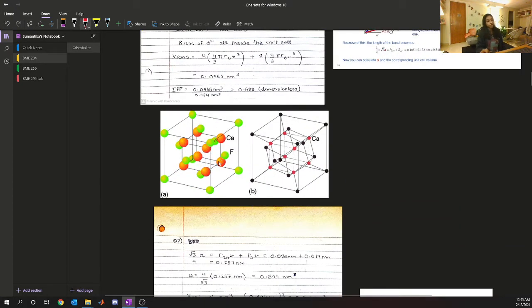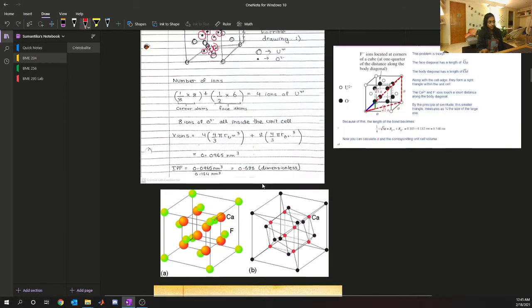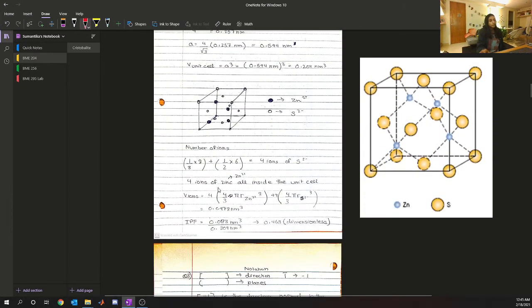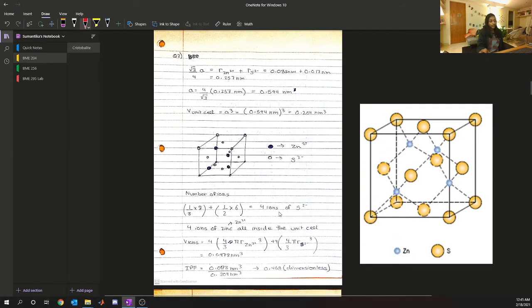Here's a better looking structure of how the CaF2 looks. So you can see that all the calcium, not the calcium, well, yes, is inside the outer cube. Now moving on, we have the zinc blende, which has the structure shown over here. This is my rendition of it. Obviously it looks nothing like that, but it's fine.